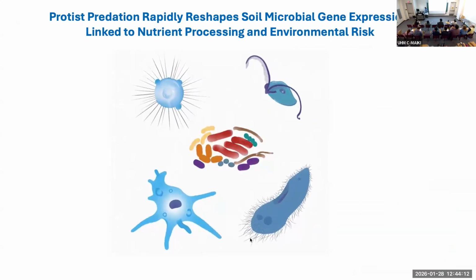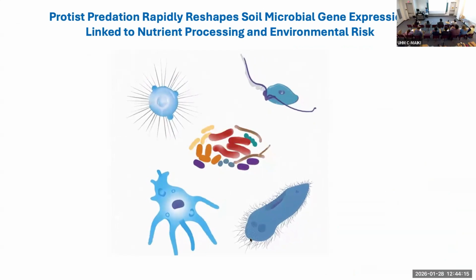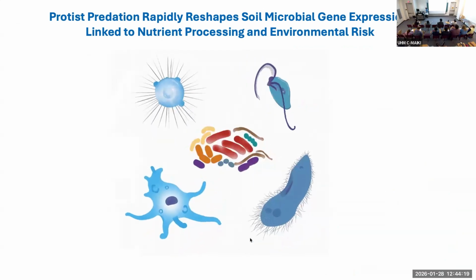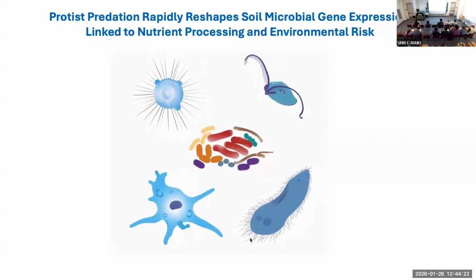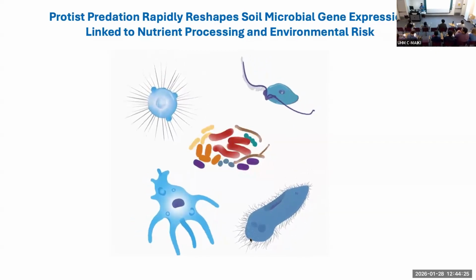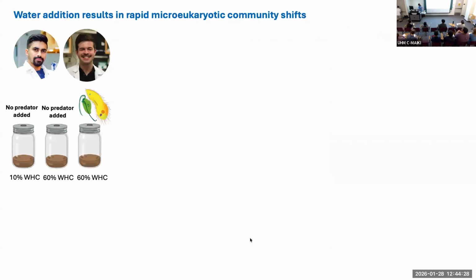Here I want to tell you about this experiment in which we show that protist predation rapidly reshapes soil microbial gene expression linked to nutrient processing and environmental risk. This is work of my postdoc Dishant, again, Matthew. This was a simple experiment. We have three systems here. We have soil at 10% water holding capacity. We adjust the same soil at 60%. And then we have this soil adjusted at 60%, but we added a foreign community of protists to see what will happen there. We did DNA and RNA extraction, we did metagenomics and metatranscriptomic analysis.